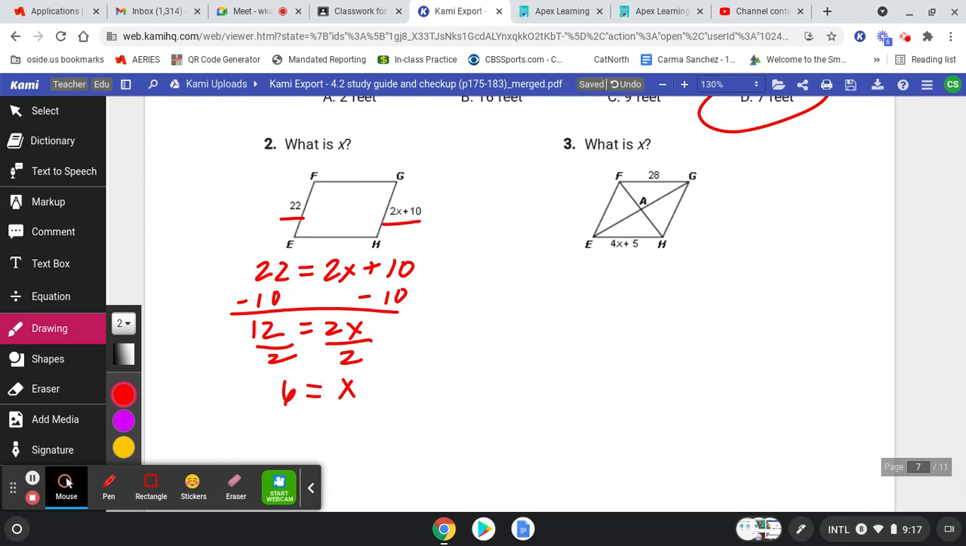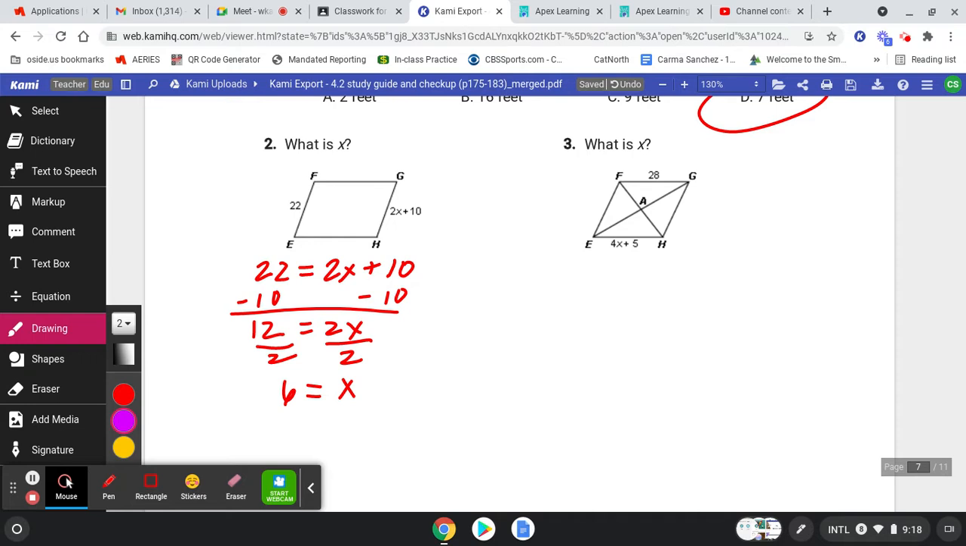All right, next, notice they're asking for what is x. By the way, if they just ask for x, we're done, right? But if they ask us for the side length, we would have to plug back in and we would have gotten 22 to match the other side. But they're just asking for x, so we're done.